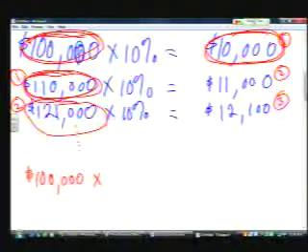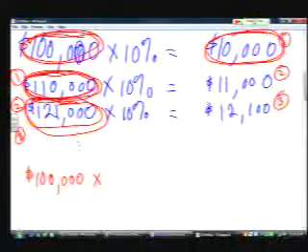121,000 is 110% of this. Now the next one down, if we take 110% of 121,000, we'll get the next answer. And then if we take 110% of that, we'll get the next answer. If we take 110% of that, we get the next answer. In other words, 110% is 1.1.